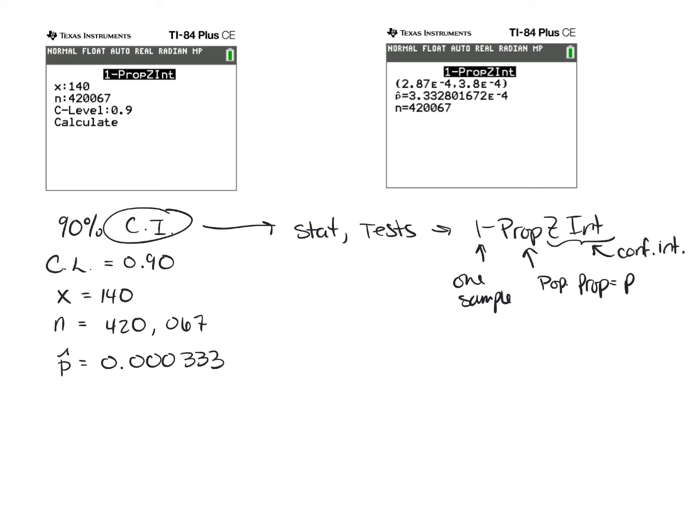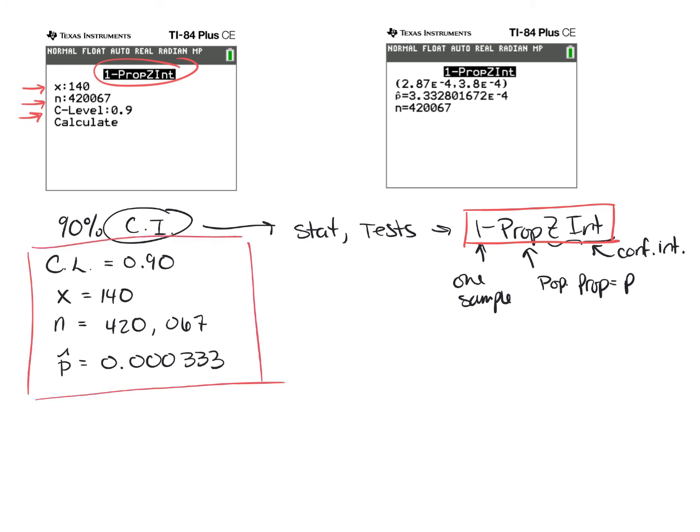So now that you know which function to use on your calculator, you're going to choose that function, and it's going to ask you to type in all the relevant information that you already wrote down on your paper off to the side here, and then it's going to give you the answer. So notice that it gives you the confidence interval first, and then also gives you p hat. So again, you can check to make sure that it matches up with what was given in the problem.